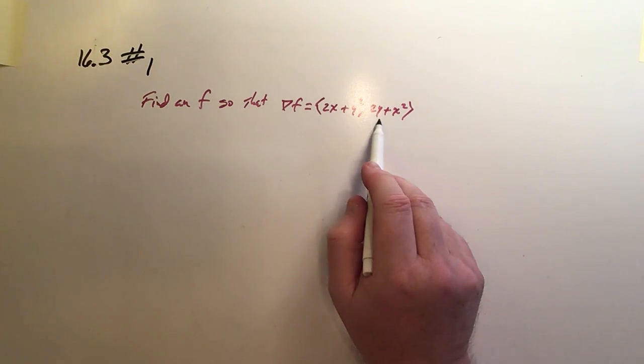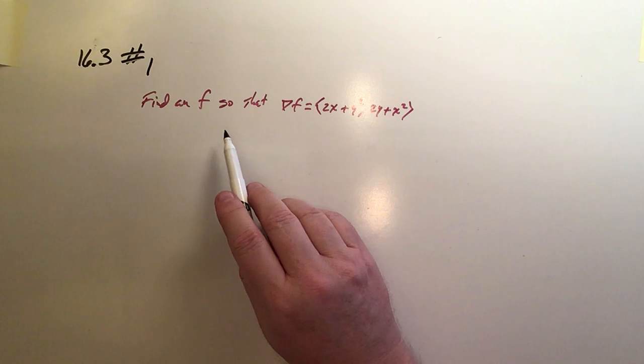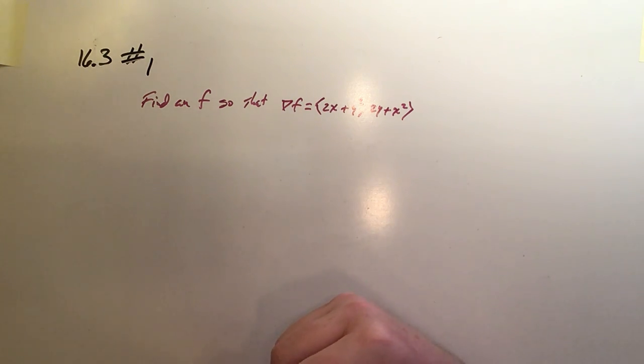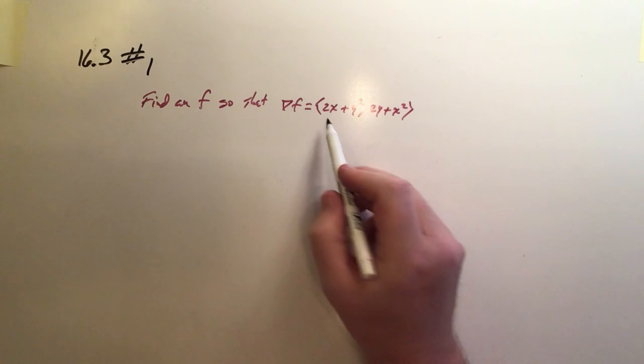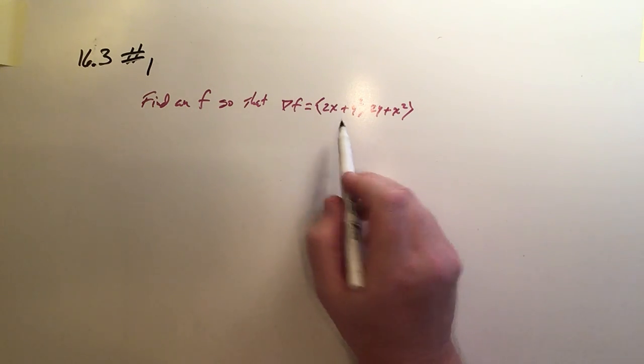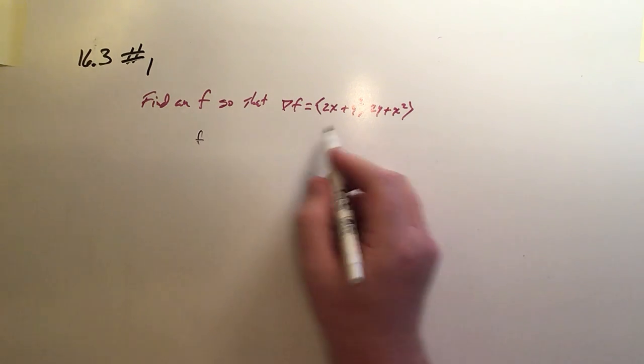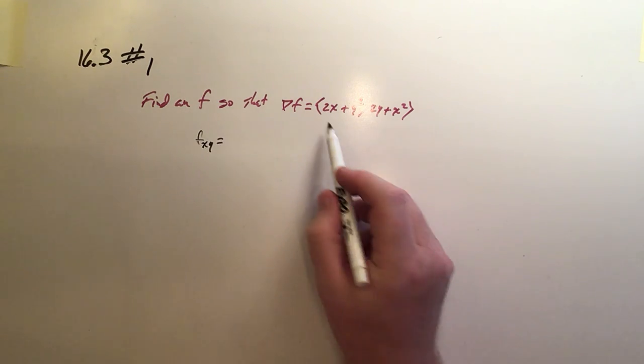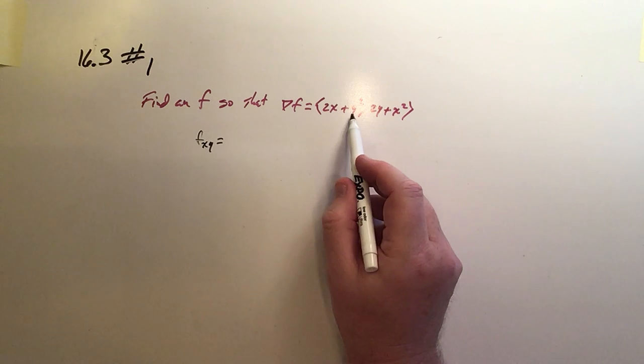If this is the gradient of some other function, then certain properties will hold true. One of those is that its second partials will be equal. So this is the first partial, that's fx. So I'm going to check fxy by taking the partial of this with respect to y. That's 0, this is going to be 2y.